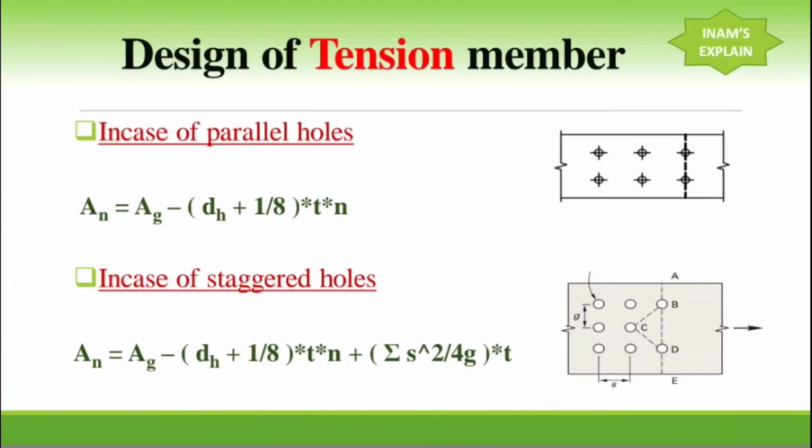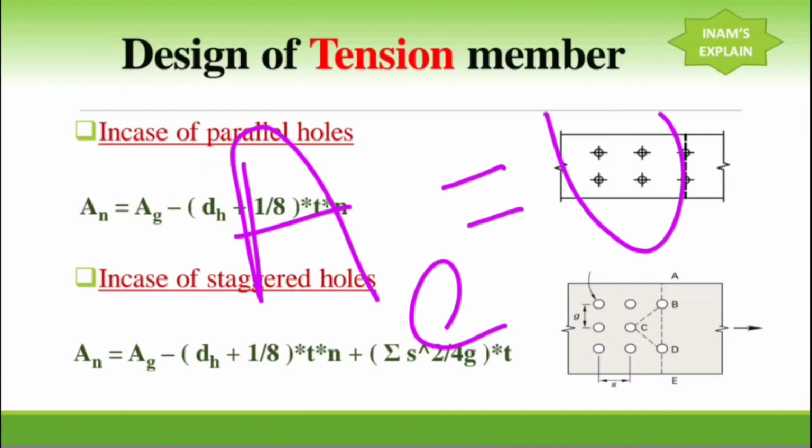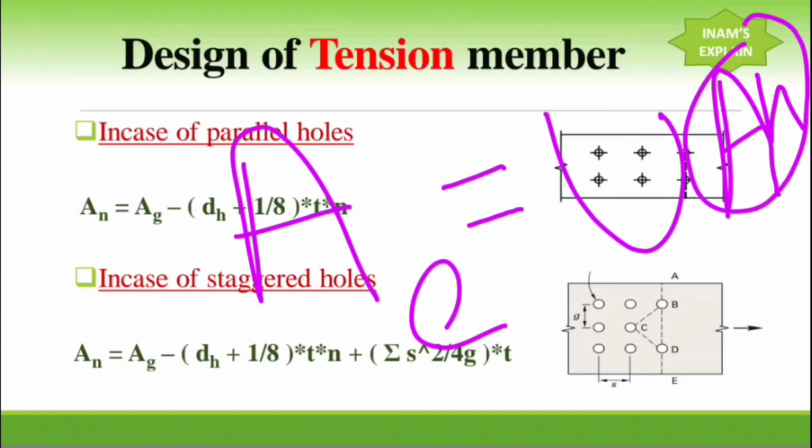The next lecture will be about the effective area. The effective area is equal to u times the net area. Remember this: u times the net area. The net area will change for parallel holes and for staggered holes. So the next lecture will focus only on this.